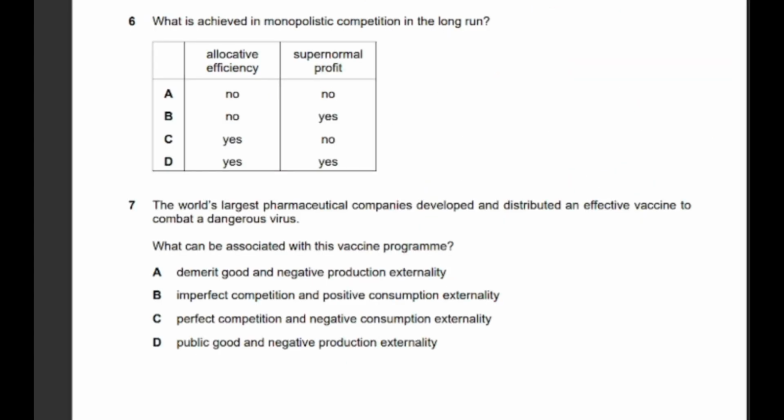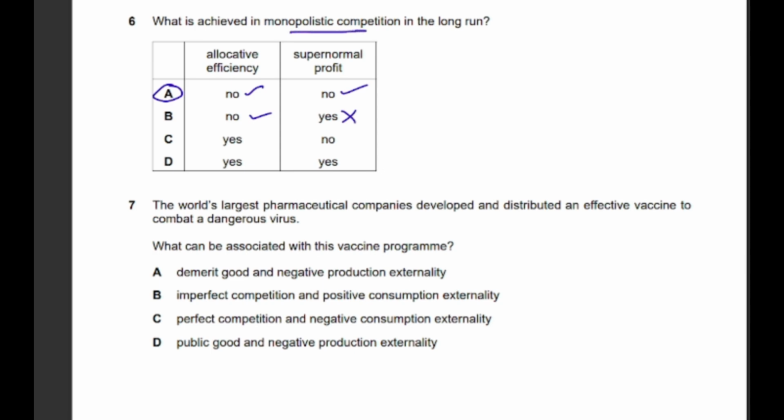Question number 6 says, what is achieved in monopolistic competition in the long run? Allocative efficiency. The firms in imperfect market are never basically economically efficient. So no and no, right? Supernormal profit, they can't earn supernormal profit in the long run. Yeah, we will pick no, option no. So A is the correct answer.